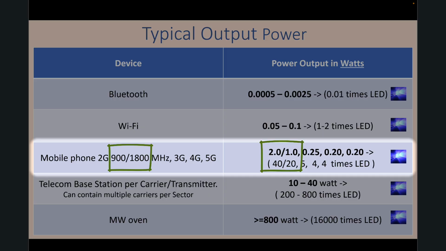This is a mobile phone transmitter output power. This is not a base station output power. So a mobile phone can radiate up to 40 times the power of the LED you see in the picture.